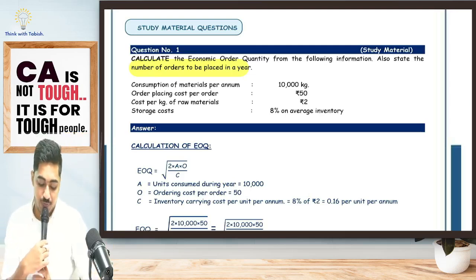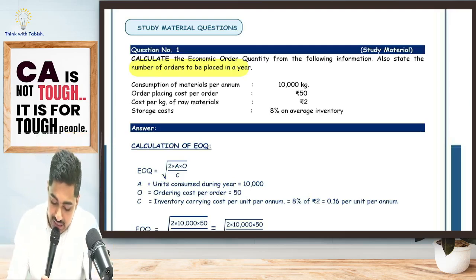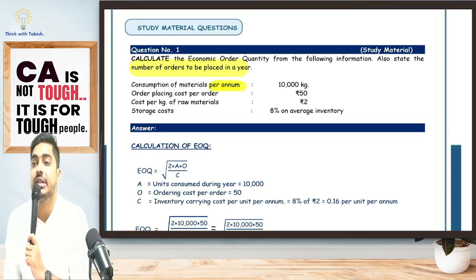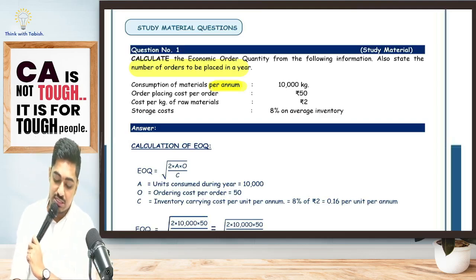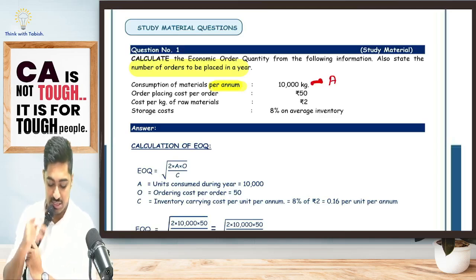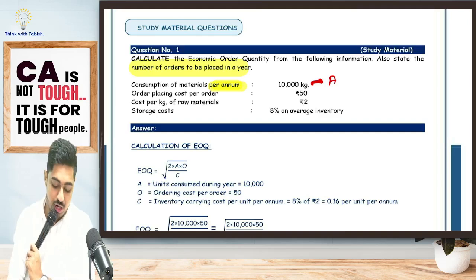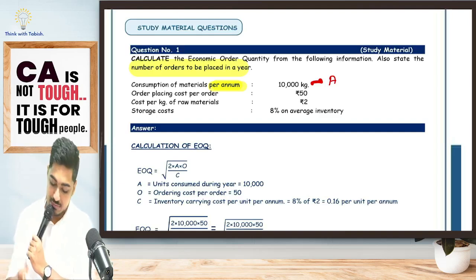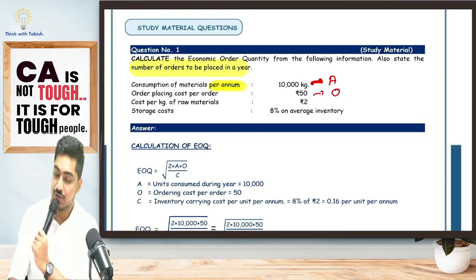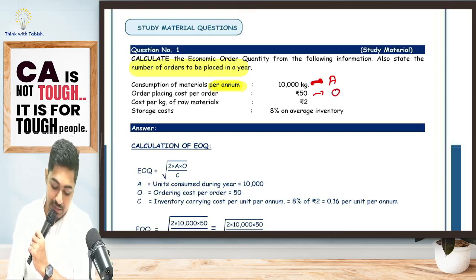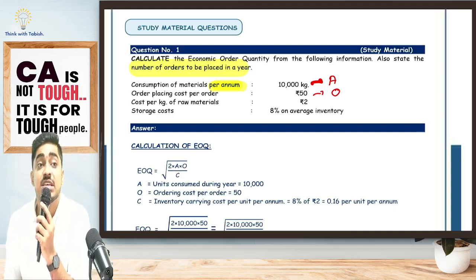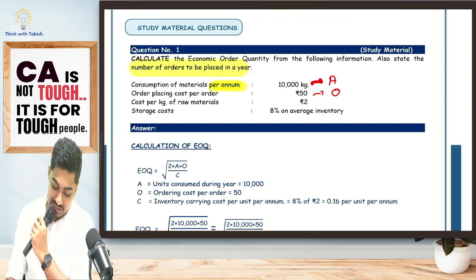Okay, boss, let us do it. Consumption of material per annum. In 1 year total, how much raw material do I want? 10,000 kg I want, boss. That means my annual demand is 10,000. Yes or no? Order placing cost per order. For one order, how much am I incurring? 50 rupees. So did I get my O? Yes, sir. Cost per kg of raw material. Every kg of raw material, at what price am I buying? 2 rupees I am buying, sir.